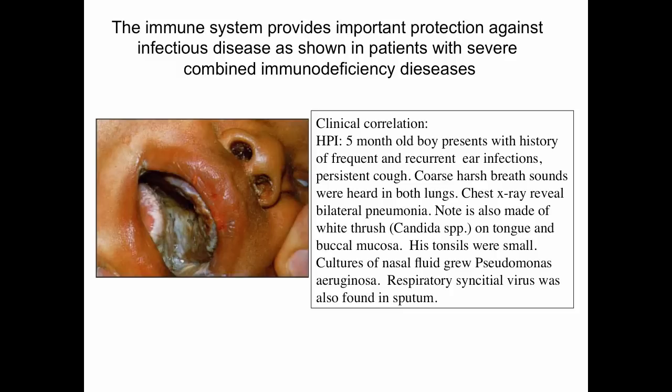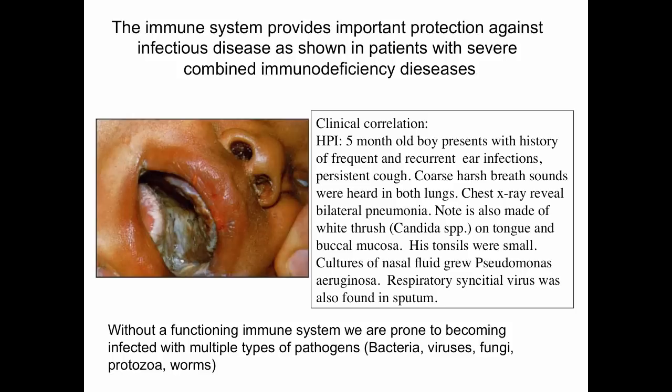Identification of microorganisms that are involved in this case demonstrated the presence of multiple different classes of microorganisms, including bacteria, viruses, and again, as you can see, fungal infections. And so patients like this illustrate that without a functioning immune system, we are very prone to becoming infected with multiple types of pathogens, and in severe cases where we really don't have immune system functioning very much at all, this will be a lethal disorder.